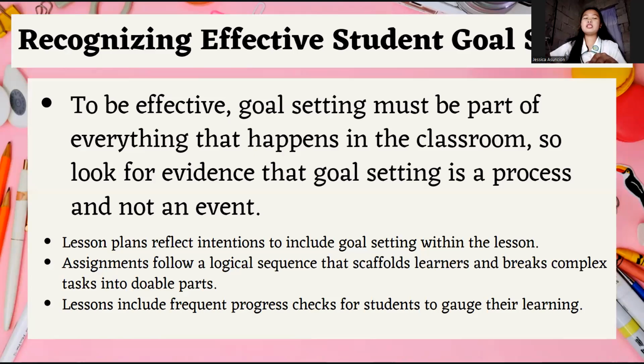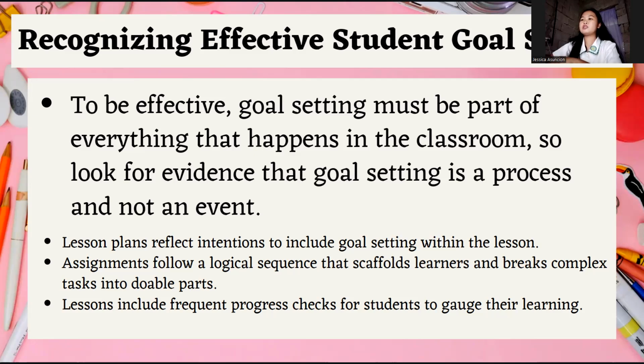Now, let's proceed to recognizing effective students in goal setting. To be effective, goal setting must be a part of everything that happens in the classroom. So look for evidence that goal setting is a process and not an event. Look for charts or posters that remind students of the importance of having a goal or that list and describe goal setting steps. Look for displays of student goal sheets or charts where students record their progress.